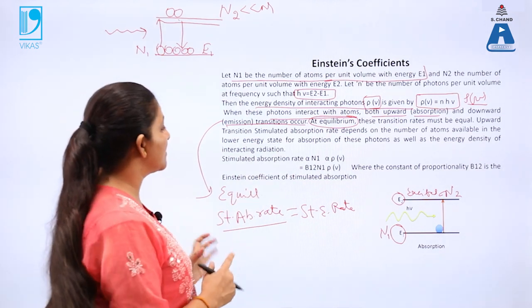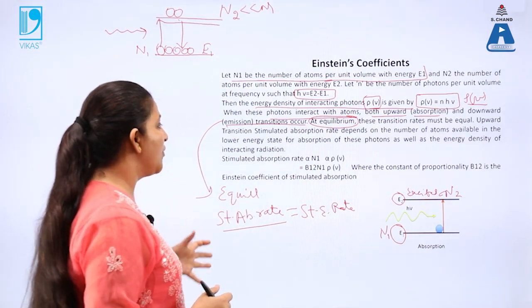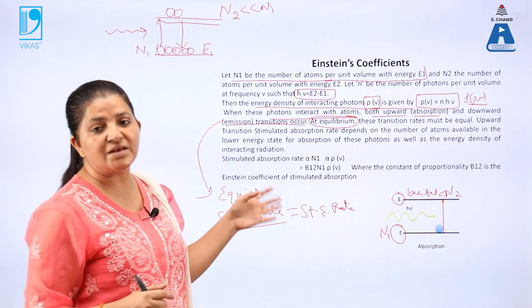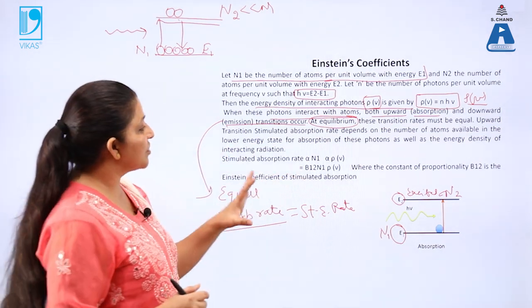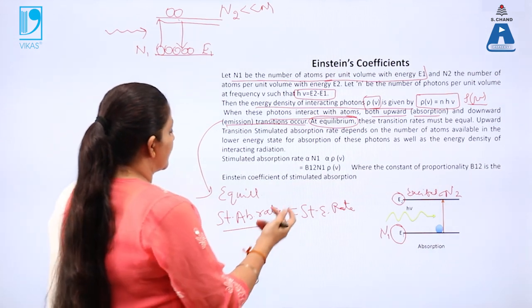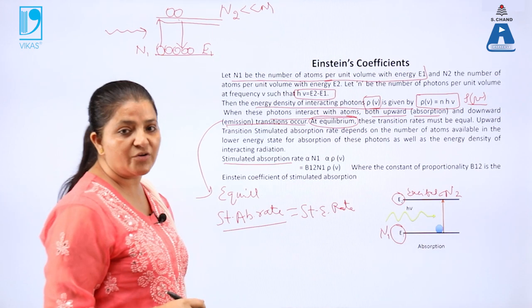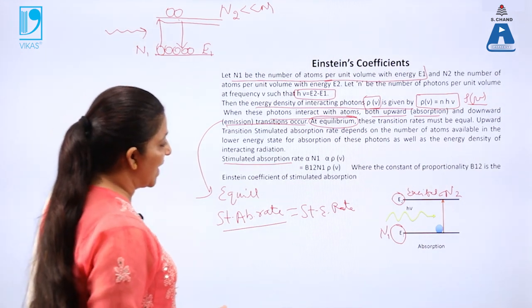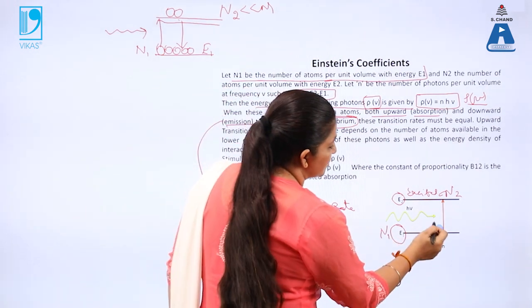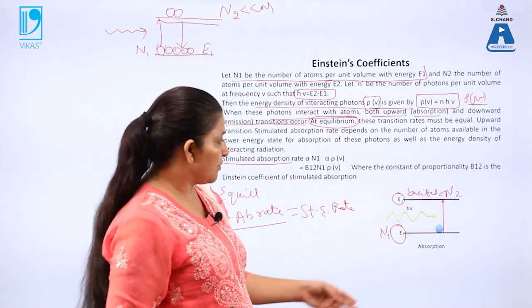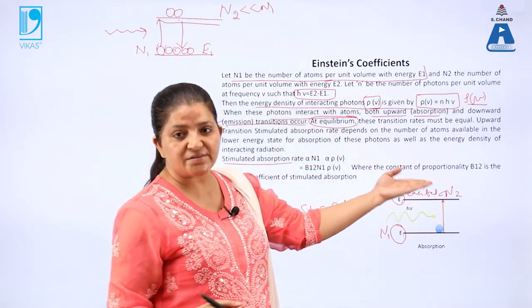So these rates must be equal to each other. Now we have to calculate the rate of absorption as well as the rate of emission. Now the rate of absorption, how can that be written? We know that the absorption is stimulated. So for the atoms to jump from the ground state to the excited state, how many atoms can move from ground state to excited state?